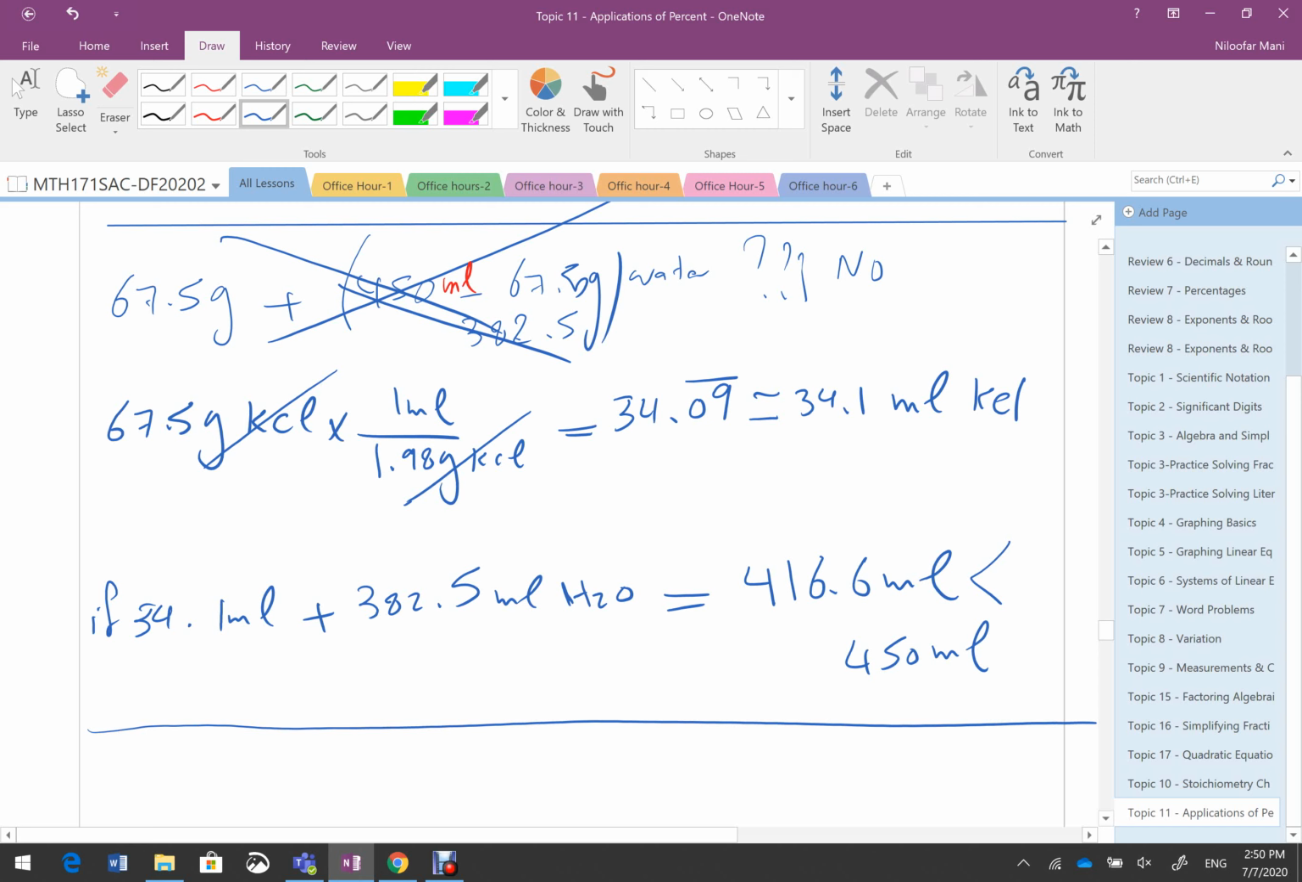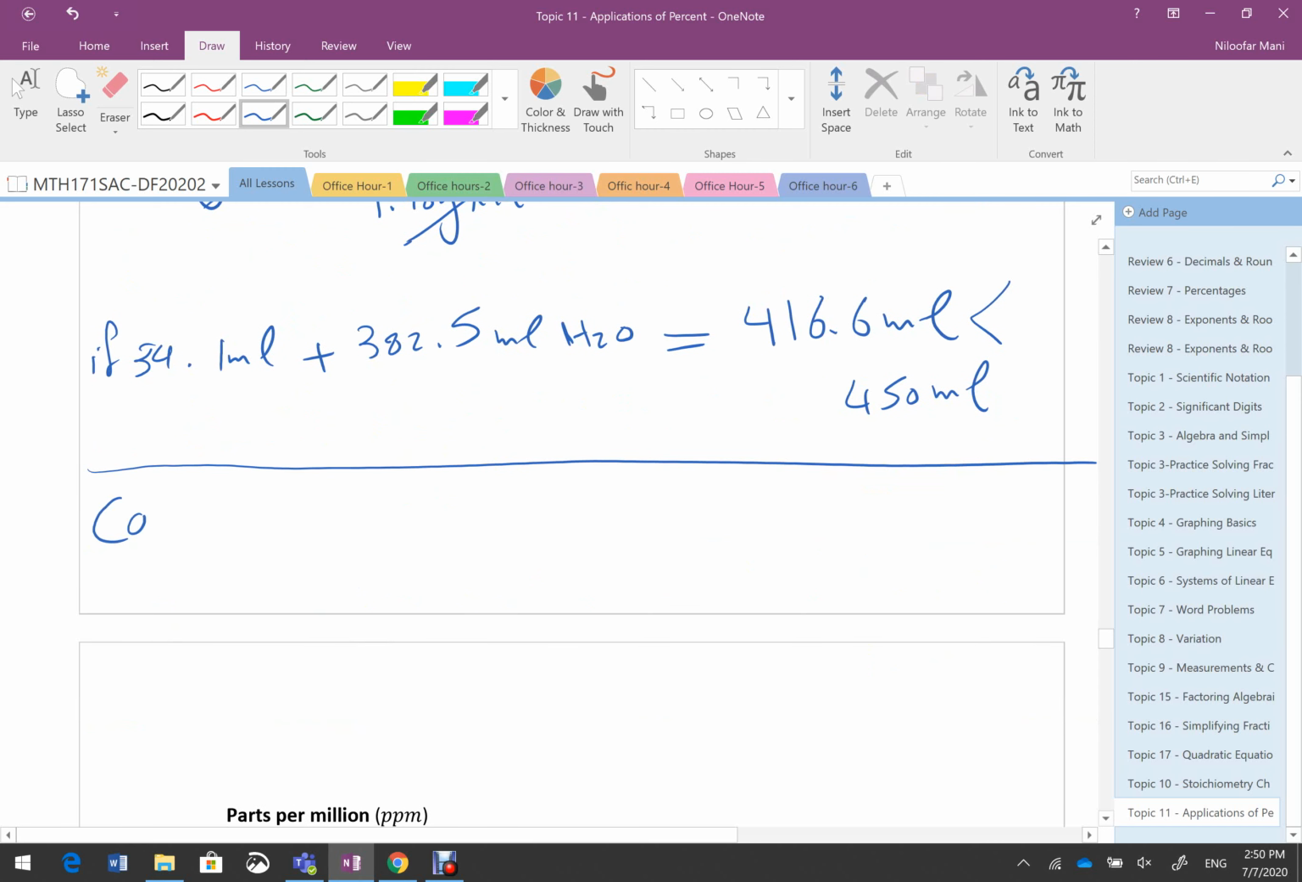So the correct answer is this: 67.5 gram KCl plus 450 milliliter minus 34.1 milliliter. I changed KCl to volume, I just found out the volume and then I subtract the volume, because when I add, I should have the same unit, both gram or both milliliter. Okay, so here both milliliter.